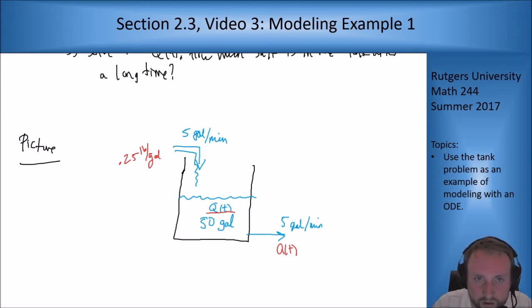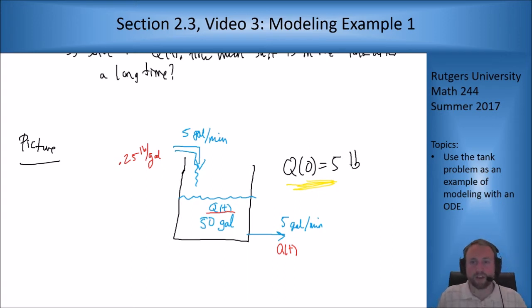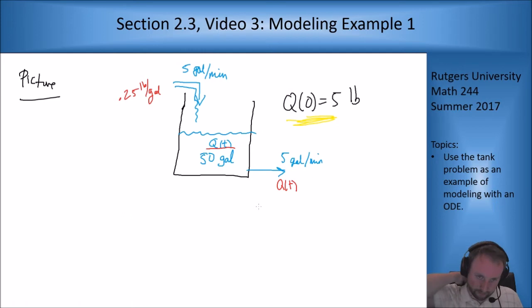We also know that Q of 0 equals 5. And this came from the yellow piece of information, 5 pounds. So Q is in pounds, and that's what we need to put together: what kind of ODE can we write from this system, from this picture.